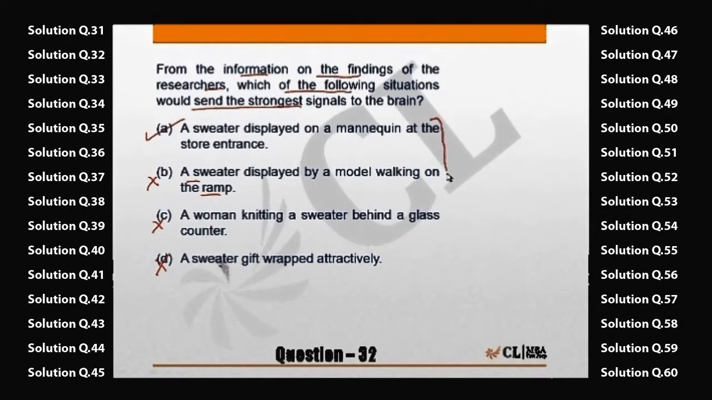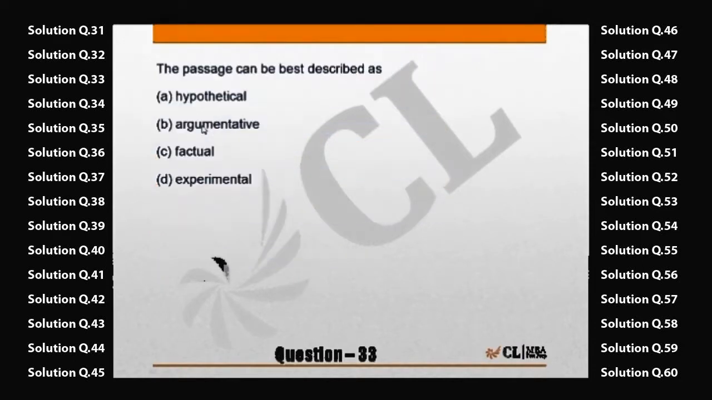In this question, I am sure many of us would have got stuck between these two choices. At least I was stuck between these two choices and I did not attempt this question. But later on, when I went through the passage again, I realized that there is a real decision to be made out here. And hence, this is a place where the brain will get a stronger signal, while there is no real decision to be made out here. Okay. Let's move to the next question.